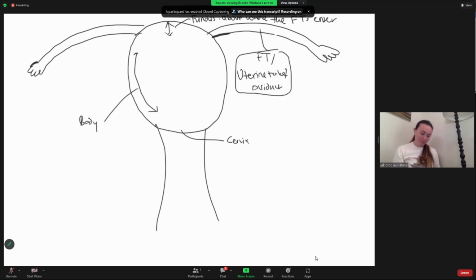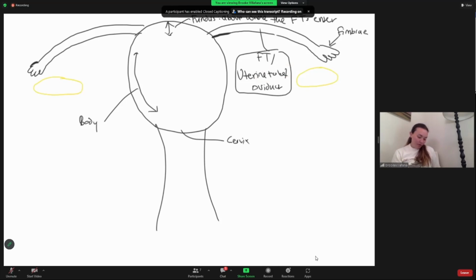And then connected here is my ovary, okay? One on each side. And we know that the fimbriae are at the end here of my fallopian tube. So let's draw my ovary a little closer. There we go. Okay.